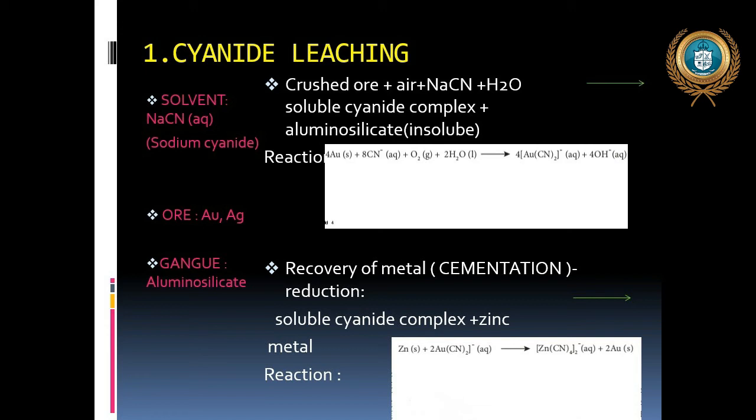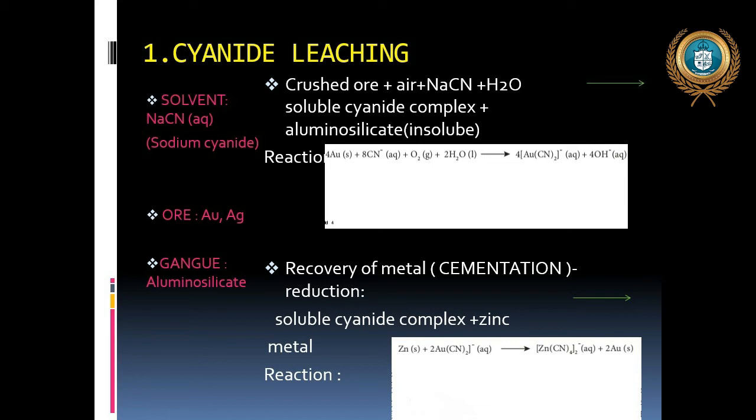First is cyanide leaching. In cyanide leaching, the solvent is sodium cyanide, the ore is gold or silver, and the gangue is aluminosilicate. So what is the process of cyanide leaching? Let us consider the concentration of gold as an example. The crushed gold ore is leached with an aerated dilute solution of sodium cyanide, aerated meaning in the presence of air. Here the gold is converted into a soluble cyanide complex, while the aluminosilicate gangue is insoluble.